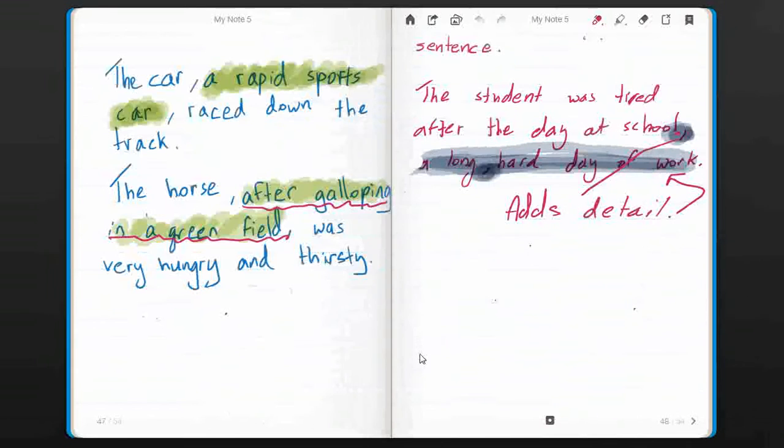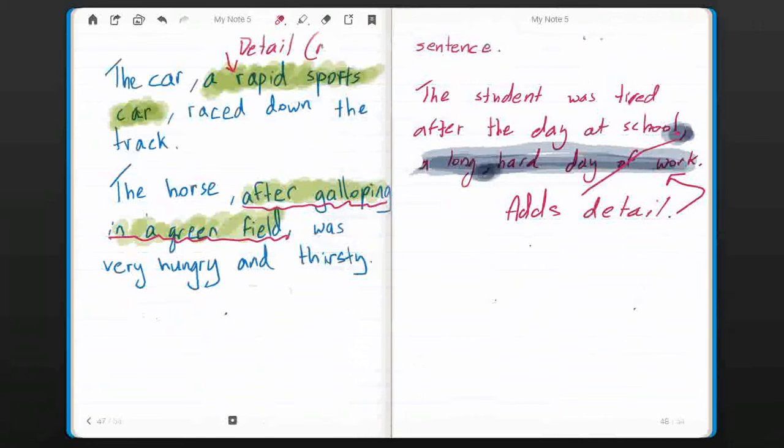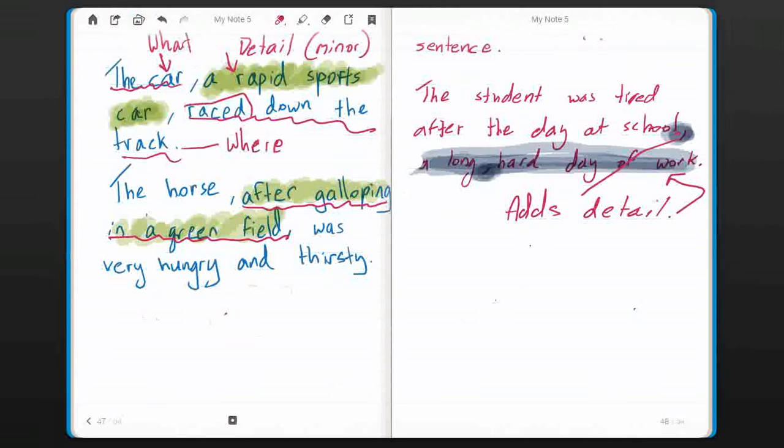So let's look at these examples that we've looked at before in another video. So the car, a rapid sports car, raced down the track. So in the other video I called this the detail. The green bit is called the detail. And the detail is also called the minor clause. So it's the minor bit, and the bit that isn't highlighted, so the bit I'm going to squiggle under, is the major clause. And it's telling us what is doing the action, what, and usually where it happens, and the action that it does. So it raced. So this is the action it does.